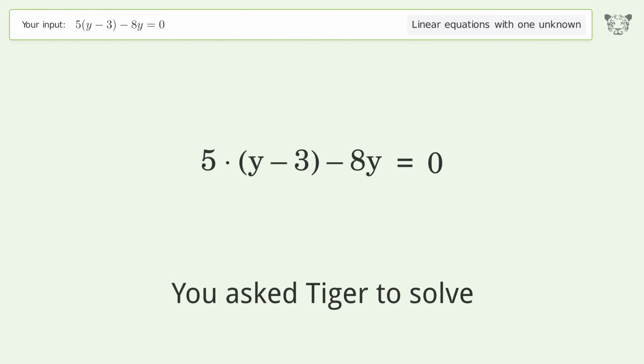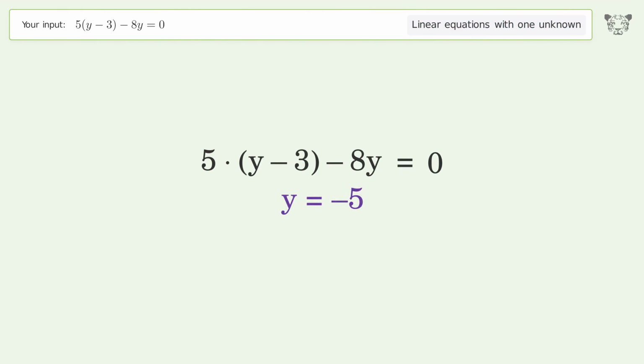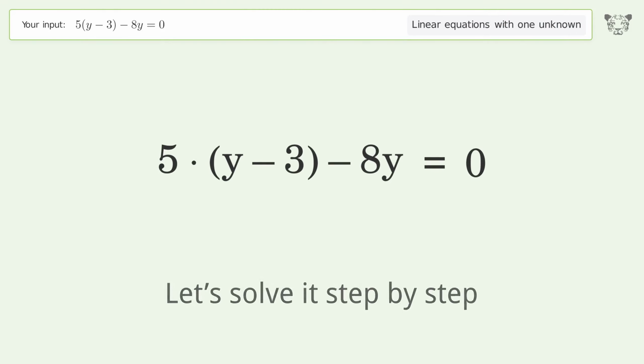You ask Tiger to solve. This deals with linear equations with one unknown. The final result is y equals -5. Let's solve it step by step.